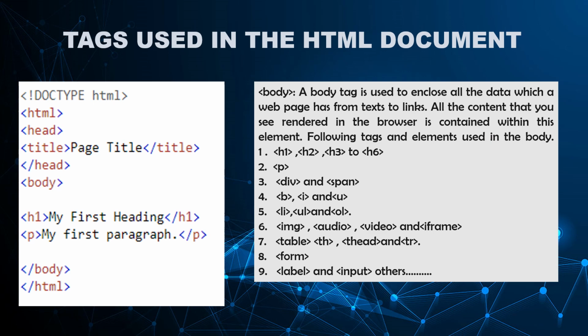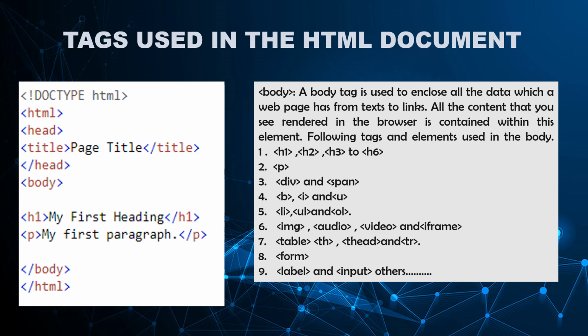Next, we have the LI, UL and OL tags. The LI tag defines a list item. The LI tag is used inside ordered lists, unordered lists and in menu lists. In UL, the list items will usually be displayed with bullet points. In OL, the list items will usually be displayed with numbers or letters.